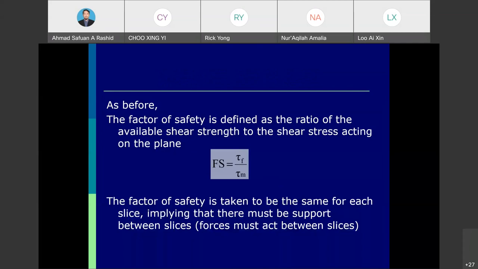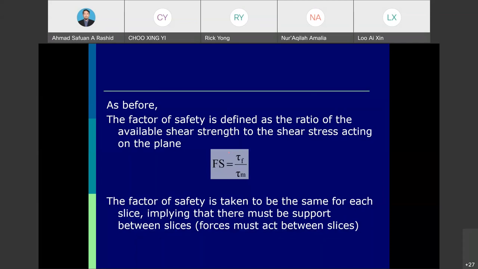As before, the factor of safety is defined as the ratio of the available shear strength to the shear stress acting on the plane. This is what we have discussed previously. The factor of safety is taken to be the same for each slice, implying that there must be support between slices. So forces must act between slices. What I have mentioned is the side force.